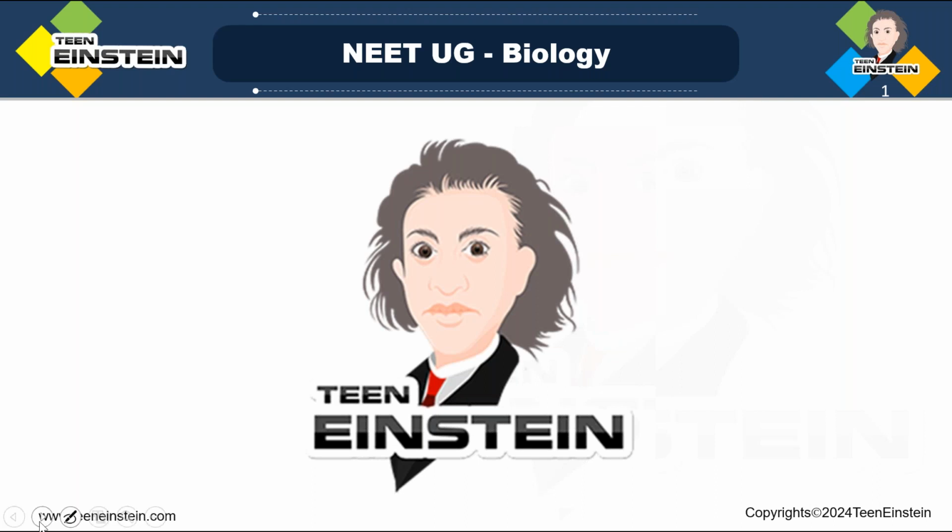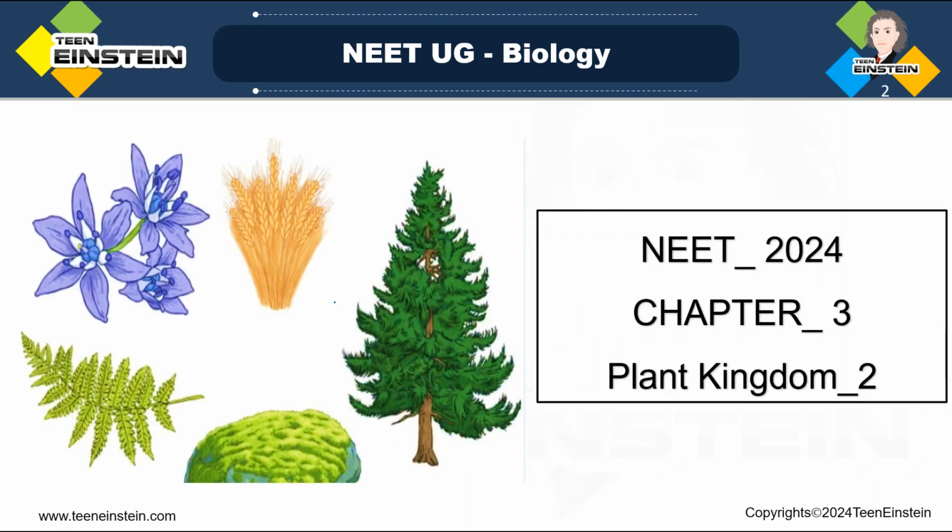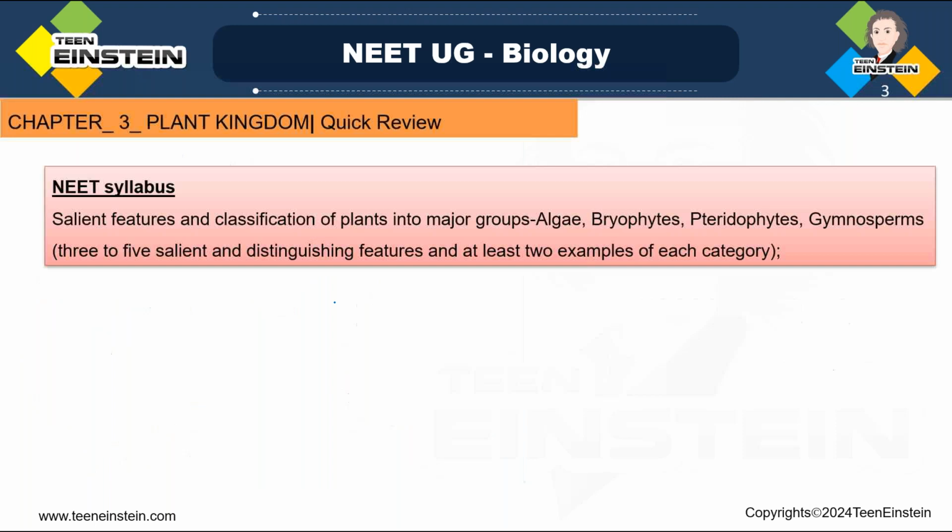Hello students. So now we are learning about the plant kingdom, and this is the second part and third chapter in your NEET syllabus. In this chapter we are learning about the salient features and classification of plants into major groups. We are dividing these plants into main groups like algae, bryophytes, pteridophytes, gymnosperms and angiosperms. So these are the main plant types.